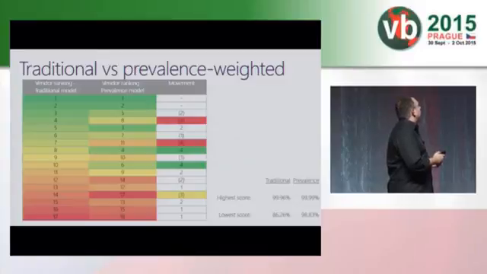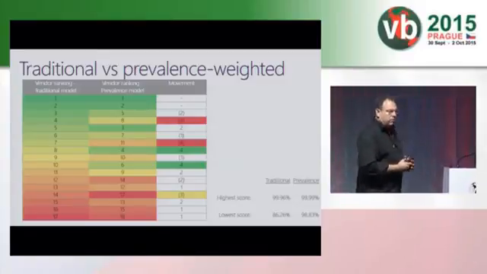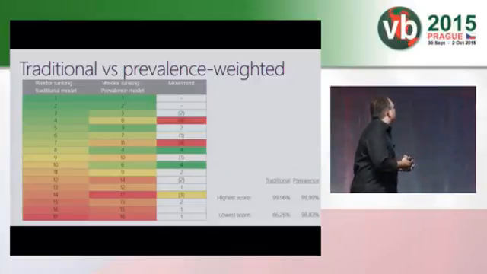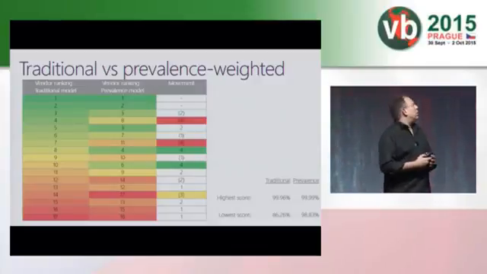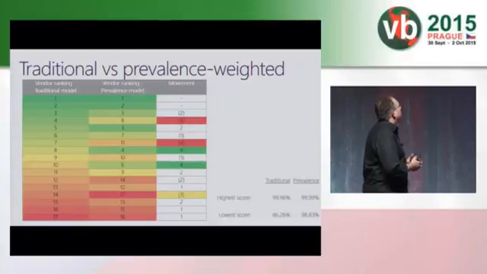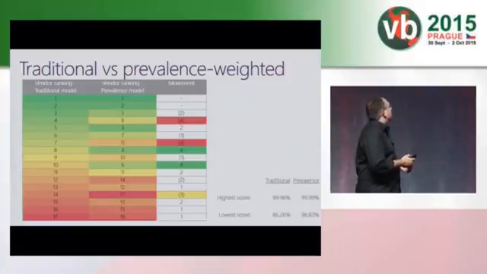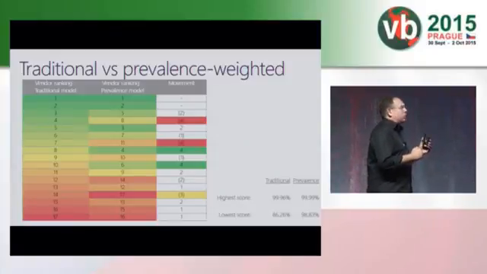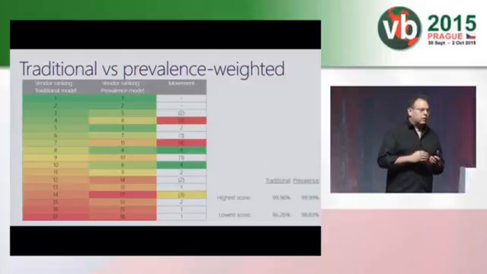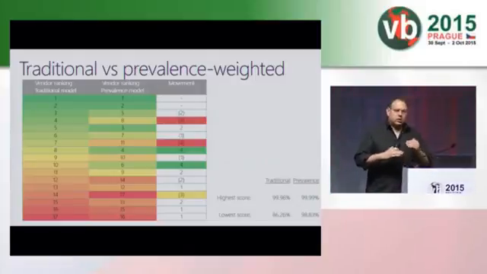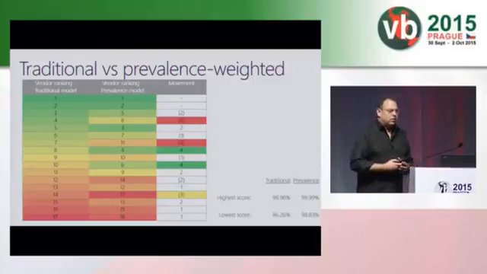The thing we have seen is that the highest and the lowest scores are really going in another way. On the traditional model, the highest score was 99.96%, and the lowest score was 86%. By using the prevalence model, the ranking was much closer because of the prevalence. So it's much more difficult for us to show how they are different in detection.